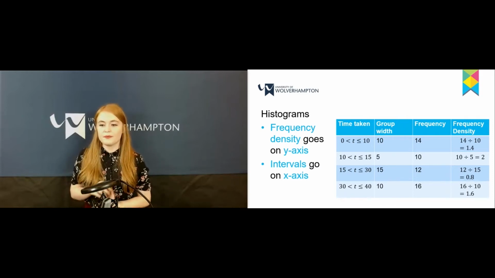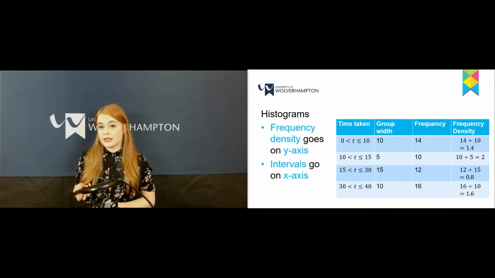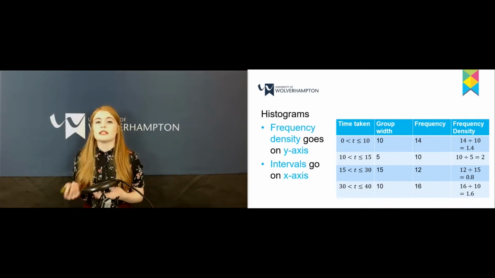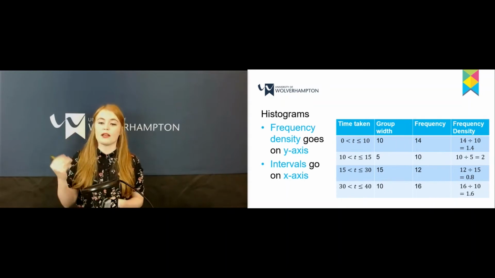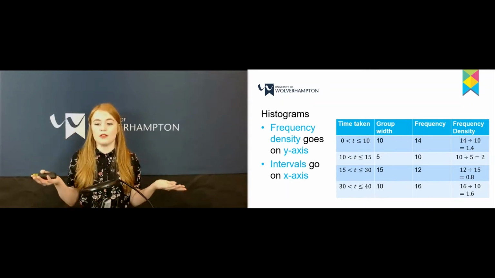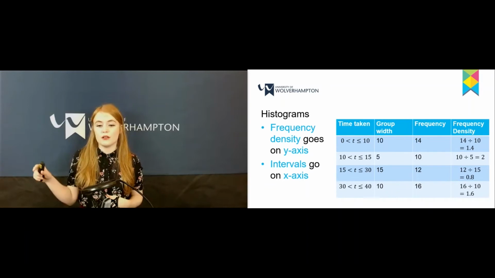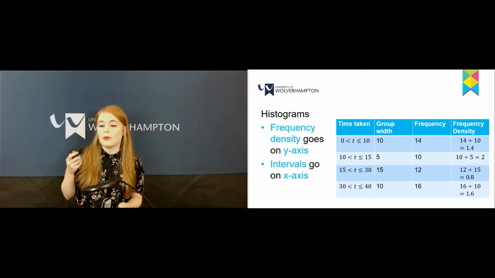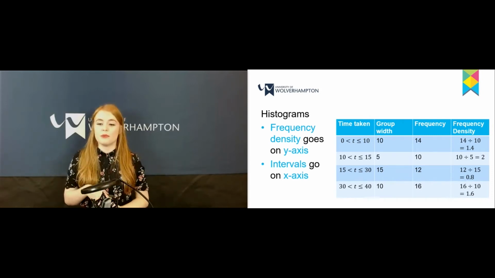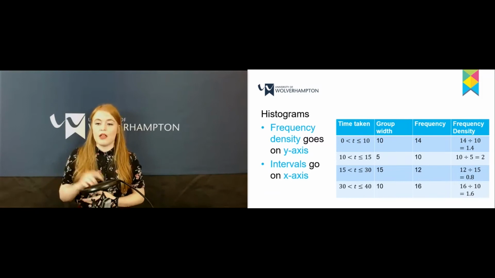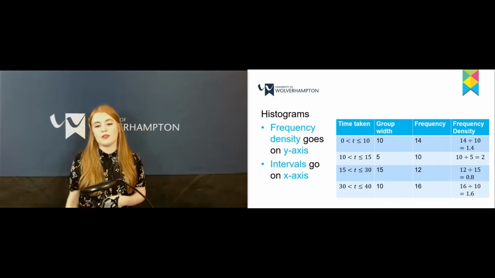Okay? And then we have the frequency, which we were given before. So now, to calculate the frequency density, we go down the list and we divide the frequency by the width. So for our first bar, 0 to 10, we have a frequency of 14 and a width of 10. So 14 divided by 10, 1.4. And that would be our frequency density that goes on the y-axis.